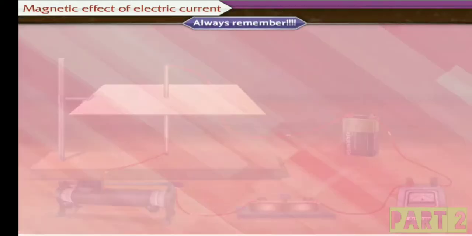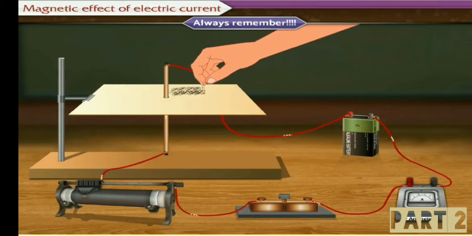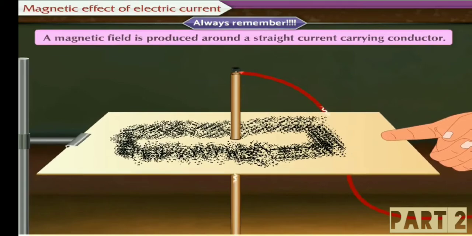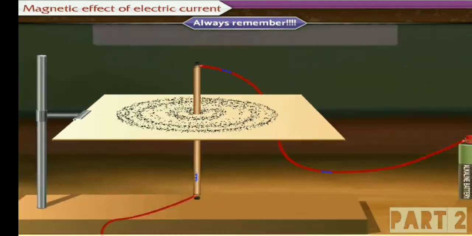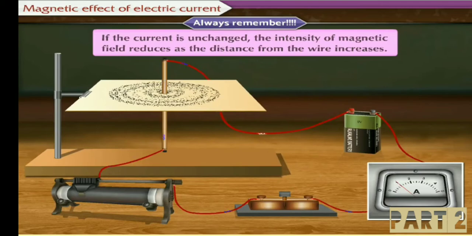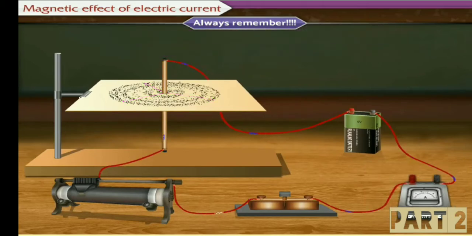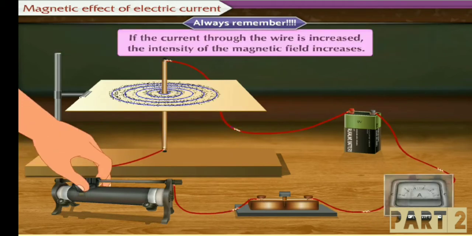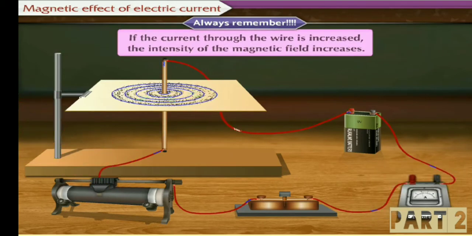Always remember, a magnetic field is produced along a straight current-carrying conductor. If the current is unchanged, the intensity of the magnetic field reduces as the distance from the wire increases. Therefore, the concentric circles representing the magnetic lines of force are shown bigger and rarefied as the distance from the wire increases. If the current through the wire is increased, the intensity of the magnetic field increases.